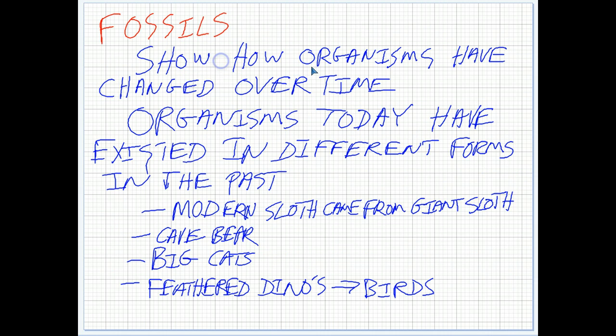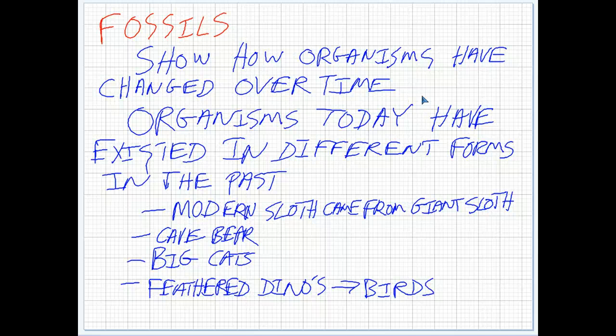Now, of course, fossils show how organisms have changed over time. Now, we look at the fossil record and we see, at least in the recent last 65 million years, organisms that are very similar to the ones we have today. We find the modern sloth is very much similar to the giant sloth, of course, except in size. We had giant cave bear in the past, which is clearly related to our modern bear. We've seen saber-toothed cats in the fossil record, which are clearly related to our modern cats.